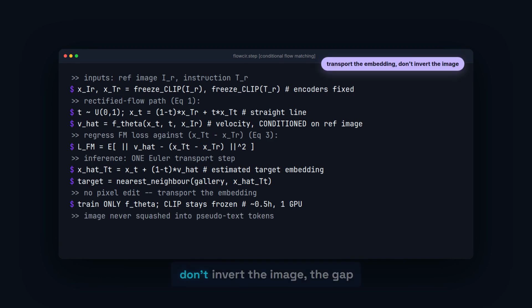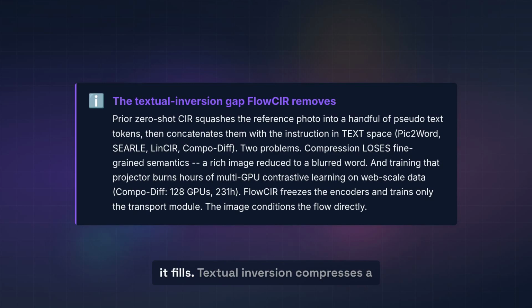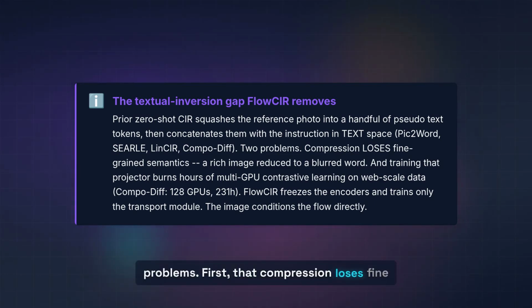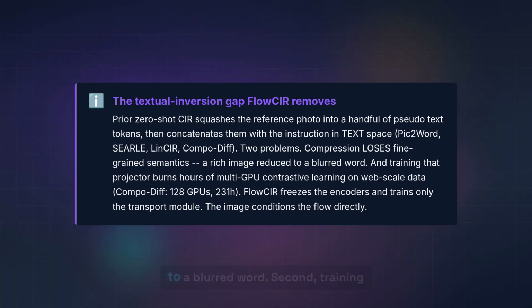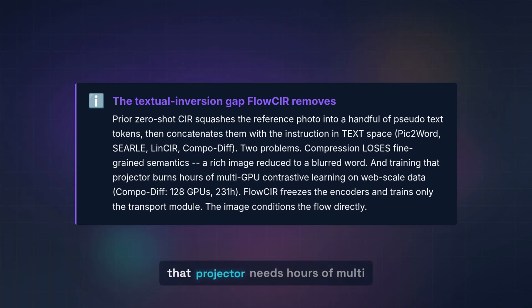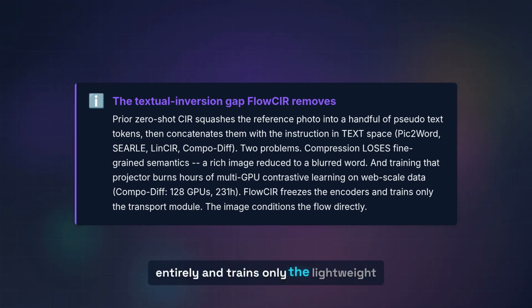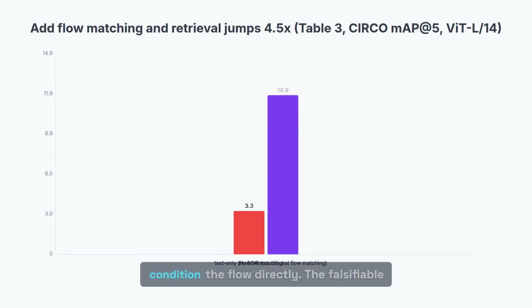Transport the embedding, don't invert the image. The gap it fills. Textual inversion compresses a rich image into a handful of pseudo tokens, then concatenates them with the instruction in text space. Two problems. First, that compression loses fine-grained semantics. The photo is reduced to a blurred word. Second, training that projector needs hours of multi-GPU contrastive learning on web-scale data. FlowCIR freezes the encoders entirely and trains only the lightweight transport module. The reference image never gets squashed into text. Its features condition the flow directly.